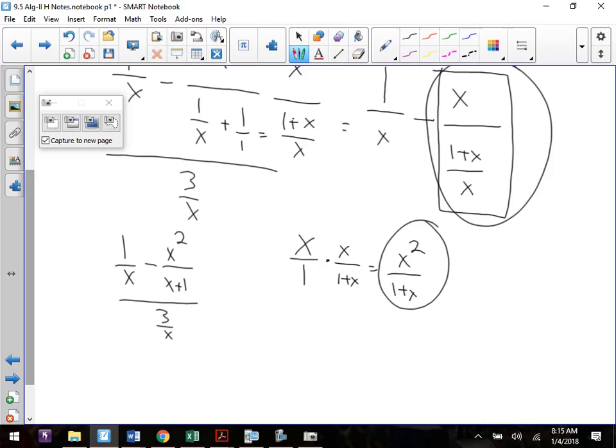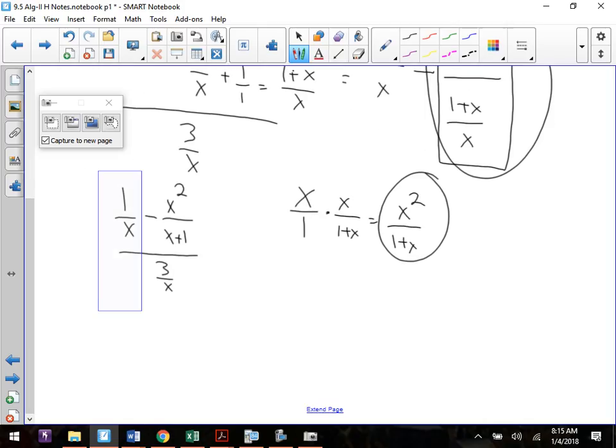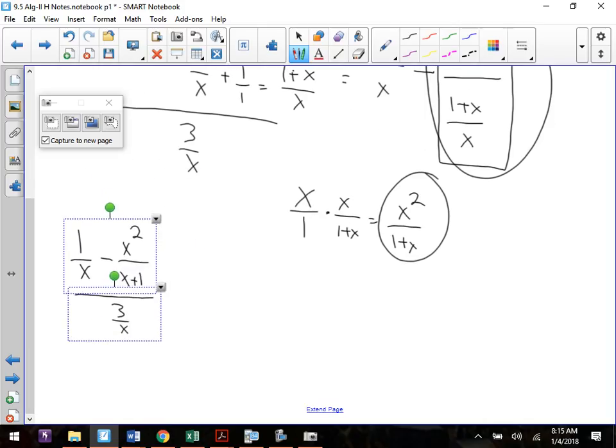All right? But this part, though. What's going to be the common denominator for those guys? Remember, that's a term. x plus 1. So it's x and x plus 1.